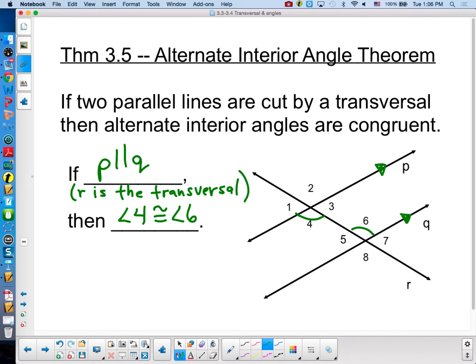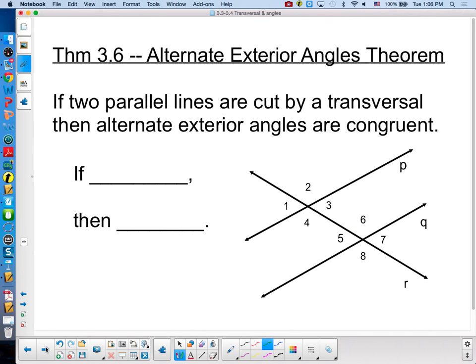Okay, next screen. Alternate exterior angles theorem. Maybe by now you can abbreviate a few of the words since you know what it's saying. If 2 parallel lines are cut by a transversal, then alternate exterior angles are congruent.